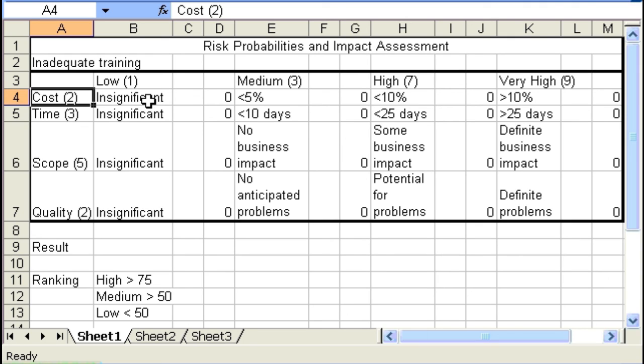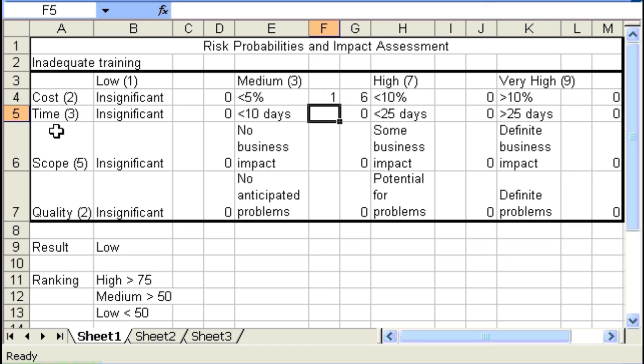Is the cost impact of training going to be medium, i.e. less than 5% of the total project budget? We know how much the additional training is going to be compared to the total project cost, and we determine that yes, in fact, it will be less than 5%, so we put a 1 into that grid. Then we look at time.